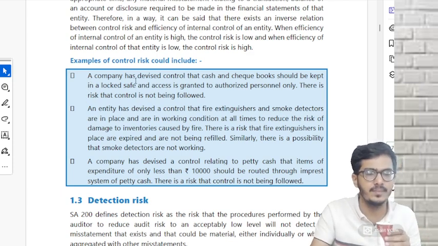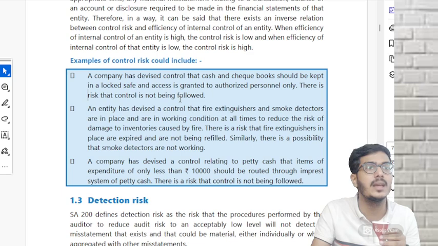See the first example, no? Company has devised the control. What controls? Cash and check books should be kept in a locked safe and access is granted to authorized personnel only. There is risk that the control is not being followed.